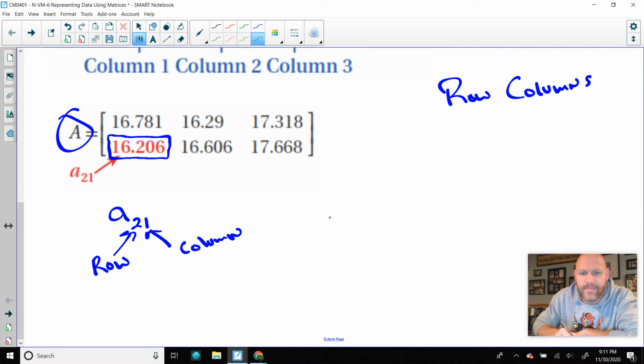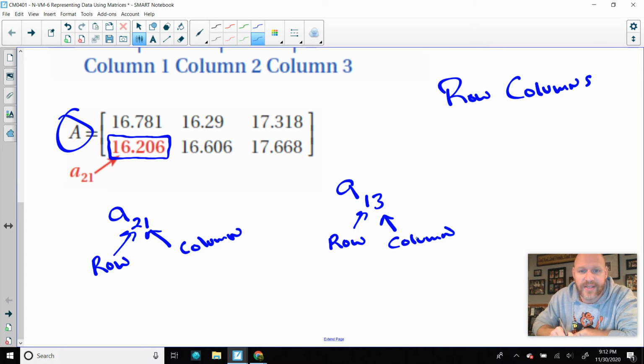So if I had this same matrix and I wanted to know what number is at A13, that would be talking about the first row and the third column. It's not A thirteen, it's A row 1, column 3.